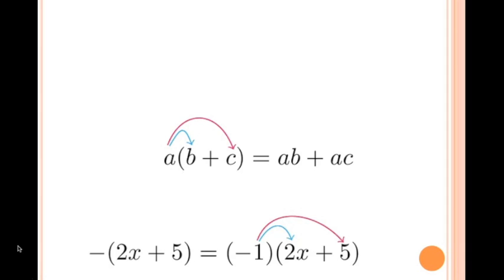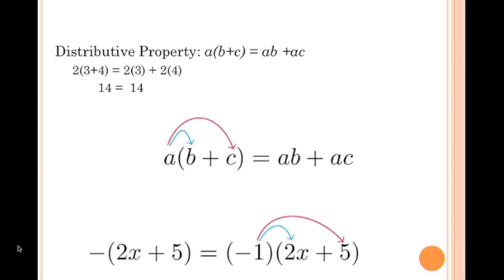The distributive property states that if a, b, and c represent any 3 real numbers, then a times the sum of b plus c also equals a times b plus a times c. Multiplication is distributive with respect to addition. For example, 2 times (3 plus 4) will equal 2 times 3 plus 2 times 4. Both equal 14.